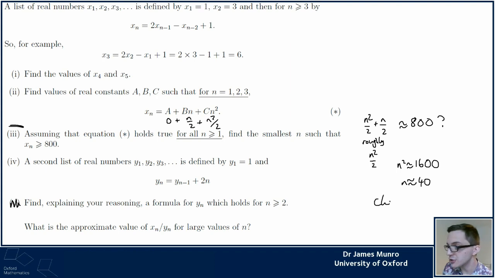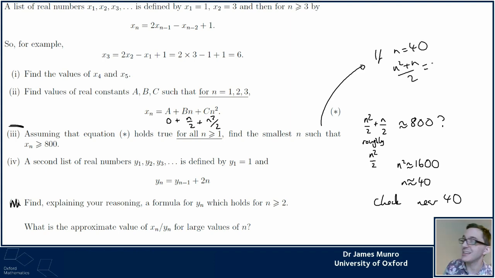And now I'm going to go and check near 40. I've been very hand wavy, roughly equal to, so it might be 37, 43, somewhere in between. So if n equals 40, then n squared plus n over 2 is 1640 over 2, which is 820. Okay, that's bigger than 800.